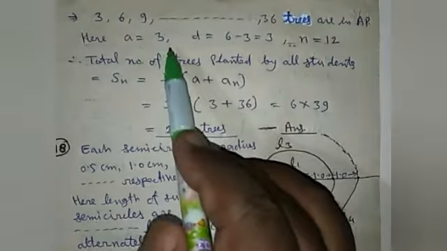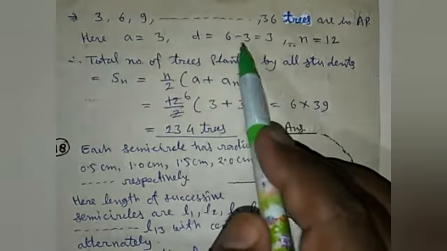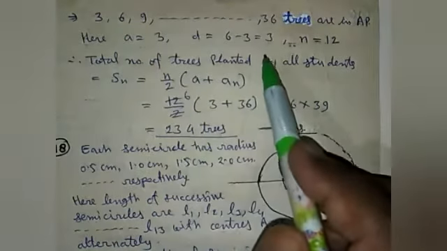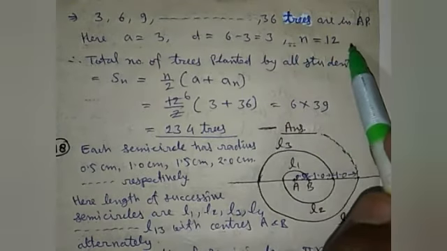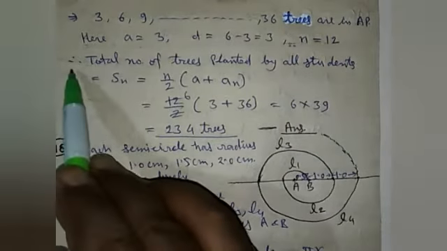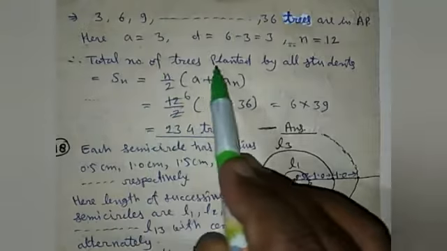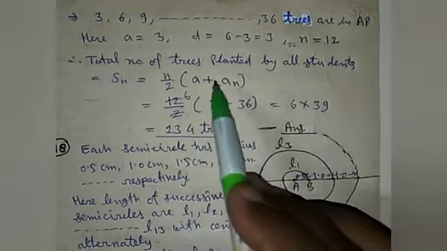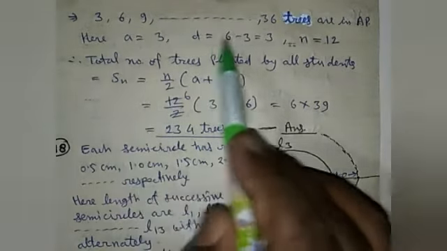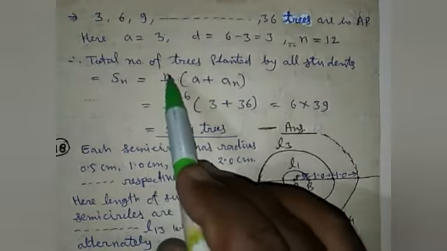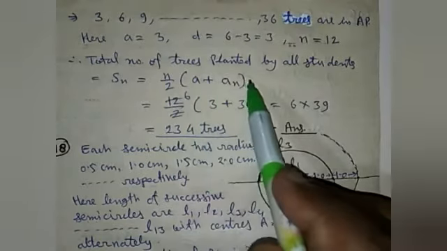Here a is equal to 3 and common difference d is equal to 6 minus 3, that is equal to 3, and n is equal to 12 because there are 12 classes. Hence the total number of trees planted by all students is equal to Sn of this AP. So Sn is equal to n by 2 into a plus an.